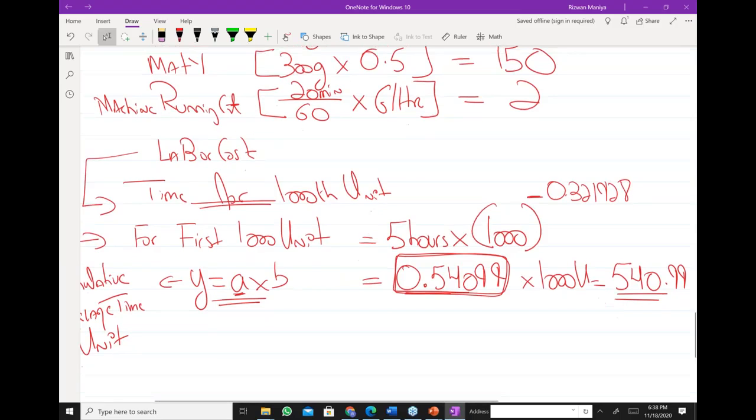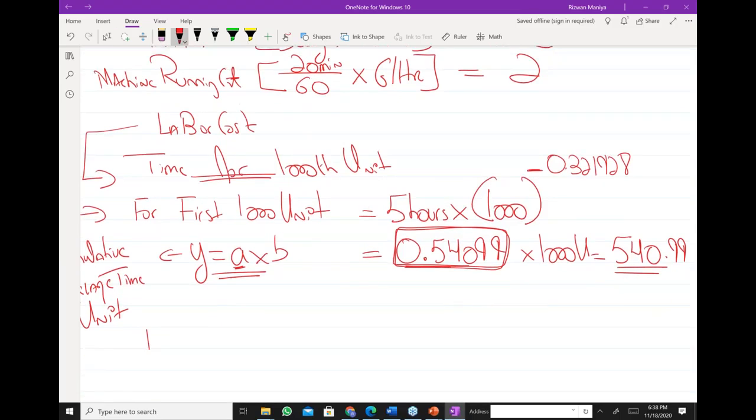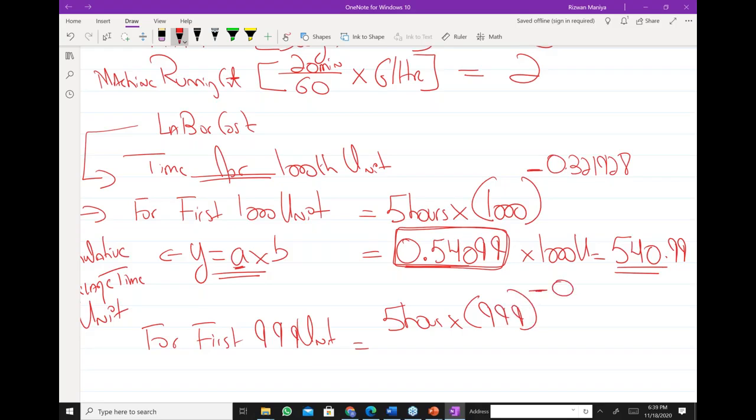Okay. Now, what I need is the time for the first 999 units. So same 5 hours into 999. So I need the 999 average time. So let's compute.